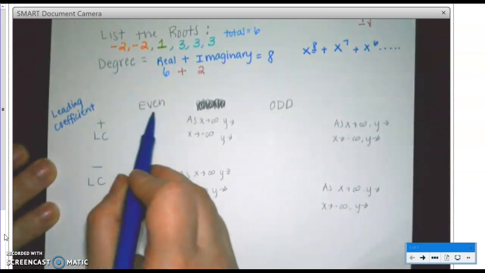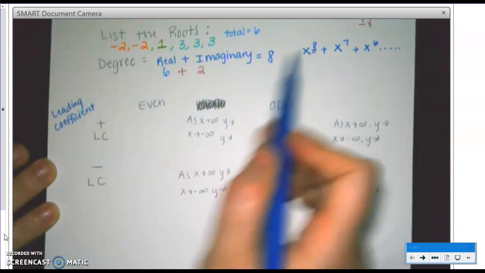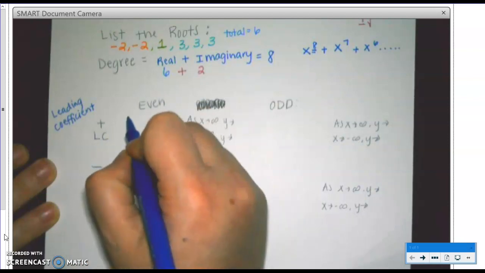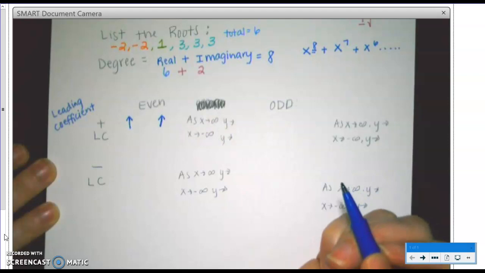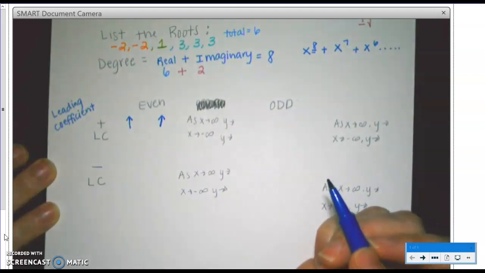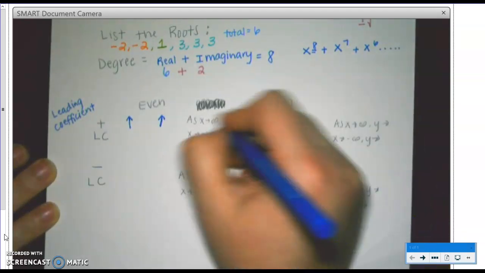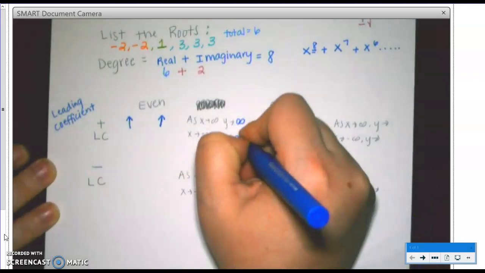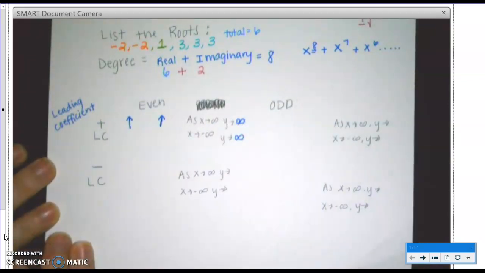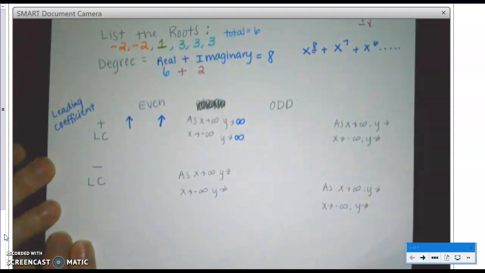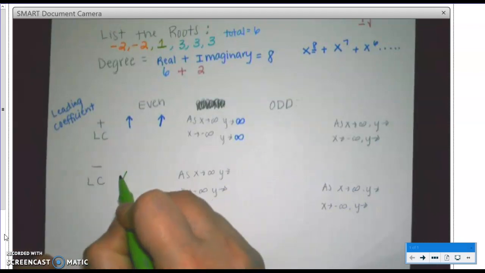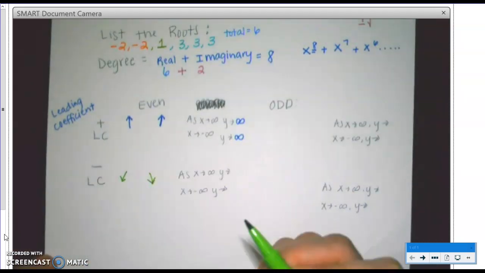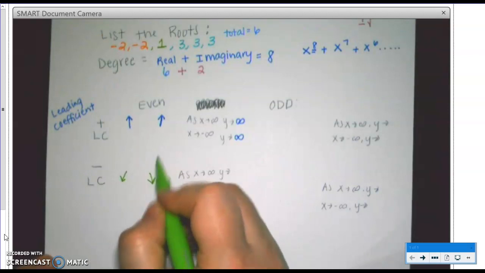If the degree is even, so if that exponent is even and it's positive in front, then it doesn't matter what the middle of the graph looks like, but the arrows will both be pointing up. So both arrows, if I was doing the end behavior, the right arrow and the left arrow are both pointing up. If the leading coefficient is negative, then both of my arrows are pointing down. Again, the middle could be loopy and wavy, it doesn't matter.